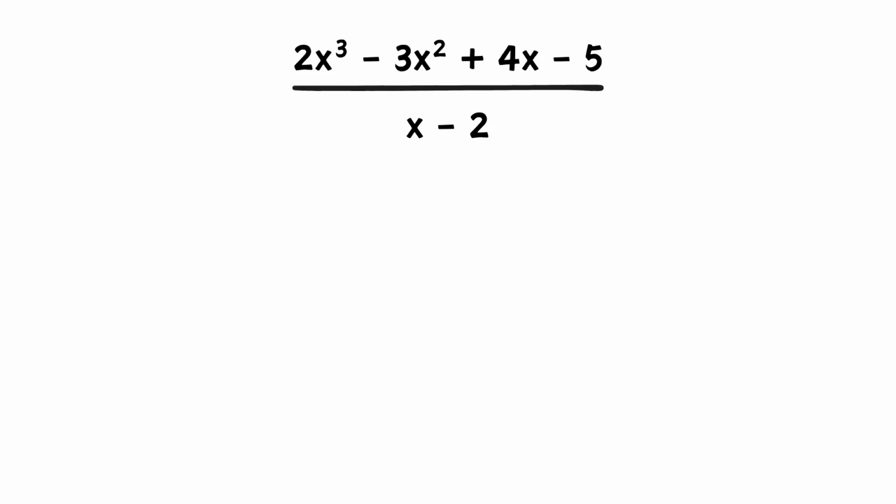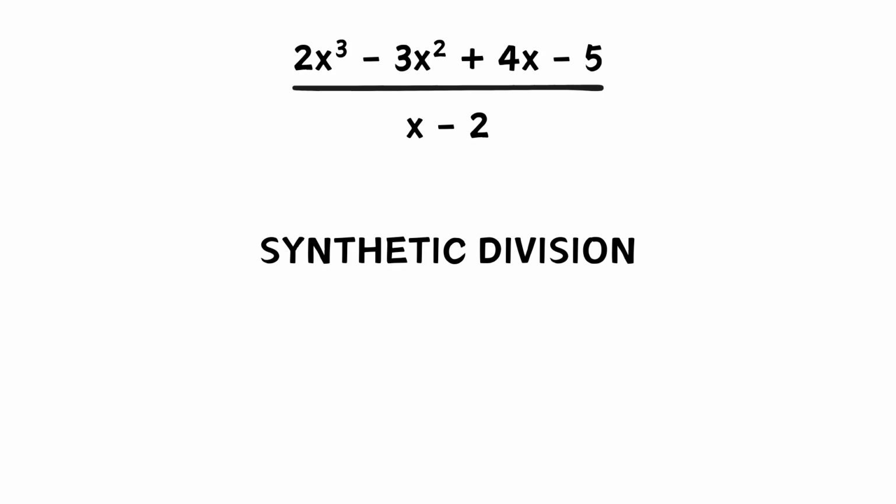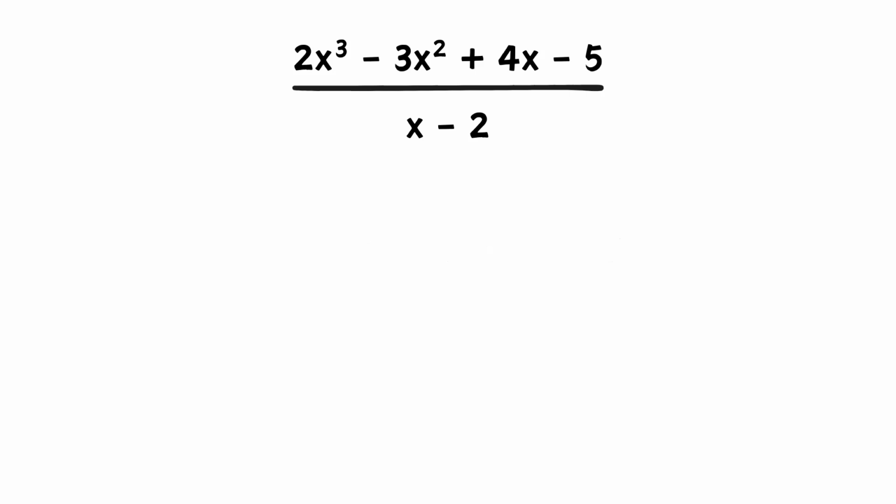Dividing polynomials can take a lot of time. Ready for a change? Say hello to synthetic division. To divide polynomials with synthetic division, the divisor must be a binomial in the form x minus c, where c is a constant. Let's see how this works.